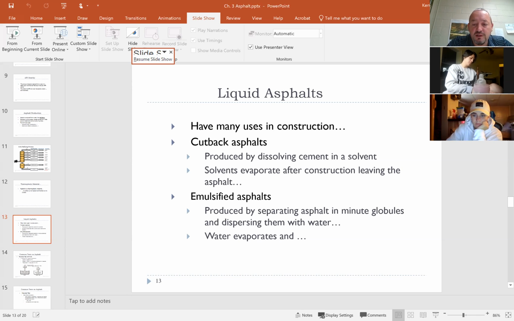Emulsified asphalts, you can see, are produced by separating asphalt into minute globules and dispersing them in water, and then the water evaporates. So it's very similar to a cutback, except in emulsified asphalt, you're using water.